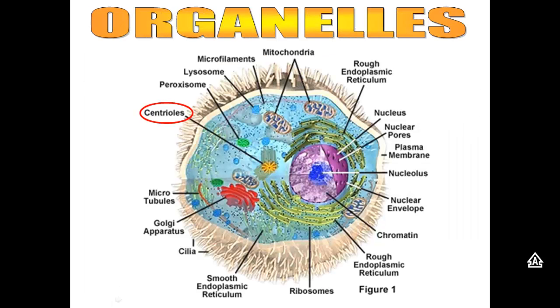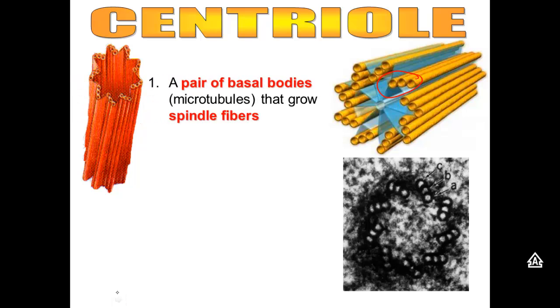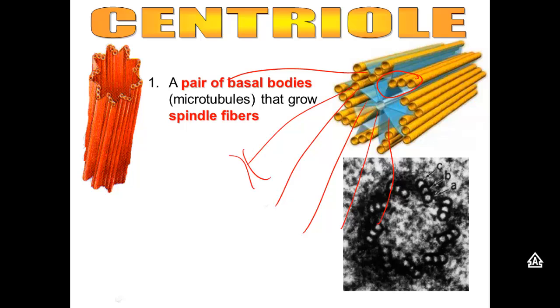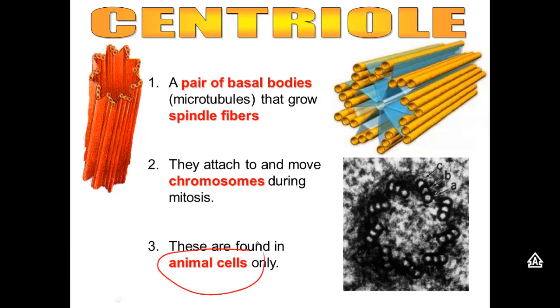Microtubules also make centrioles, which are very clearly seen as a star-shaped organelle, and they have tubulin proteins in groups of threes. Basically what a centriole does is during cell replication, they grow these spindle fibers out of them, and the spindle fibers will attach to chromosomes and pull them apart from each other. So they attach to chromosomes during mitosis. And we only find centrioles in animal cells.